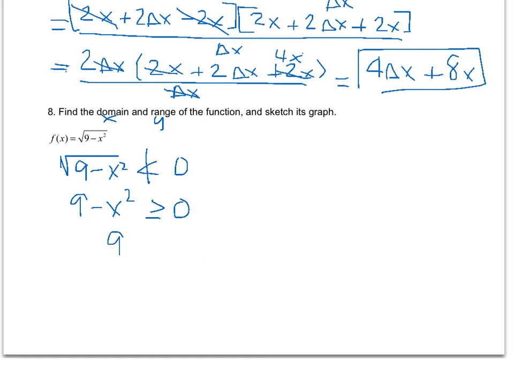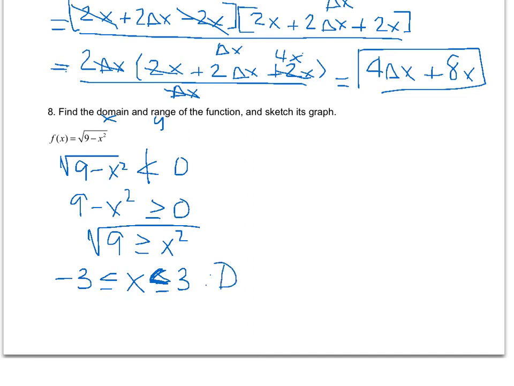So you have 9 is greater than or equal to x squared. Taking the square root of both sides, you get x is less than or equal to positive 3. You have to read from the left, and greater than or equal to negative 3. So this is your domain.